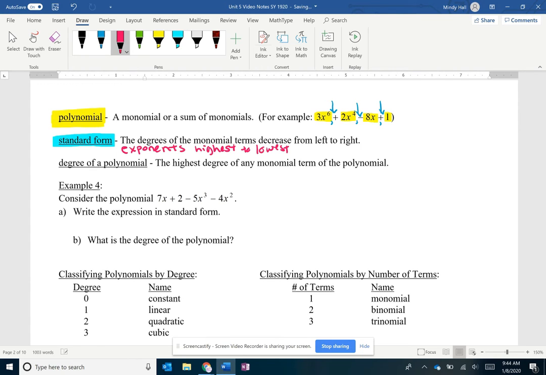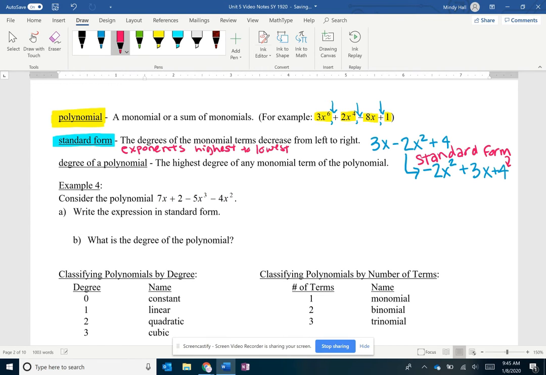So instead of, let's do 3x minus 2x squared plus 4. If I were to actually put it into standard form, it would be negative 2x squared plus 3x plus 4, because you move the terms and keep the signs that are with them. Okay? Standard form.